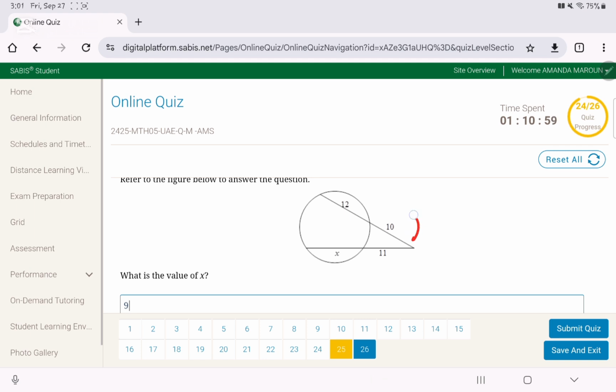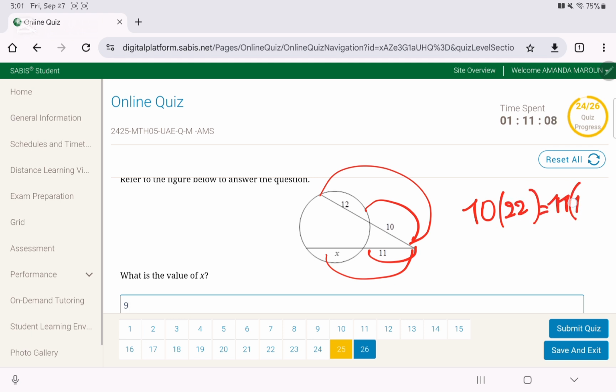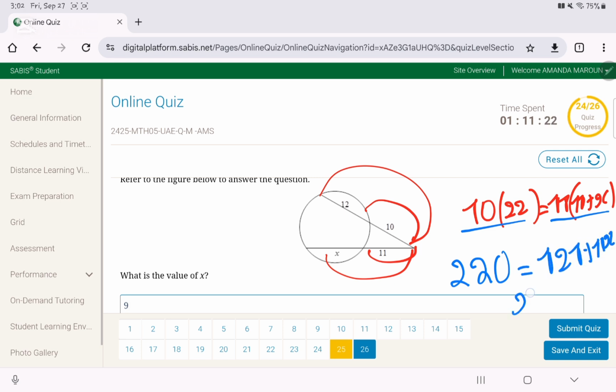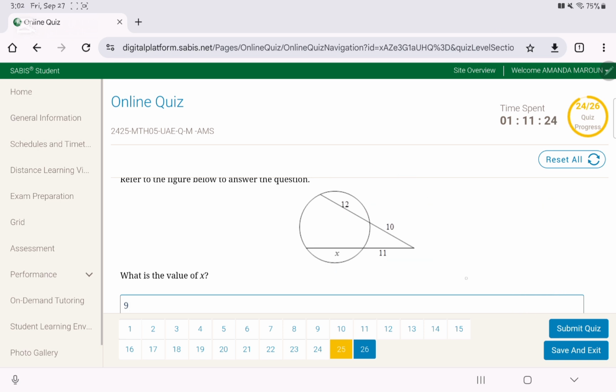Again, I will repeat. Exterior times full thing is equal to exterior times full thing. So 10 times 10 plus 12, which is 22, is equal to 11 times 11 plus x. Okay? So definitely 220 is equal to 121 plus 11x. You solve and you're going to get that x is equal to 9.